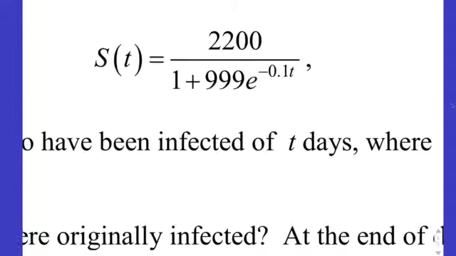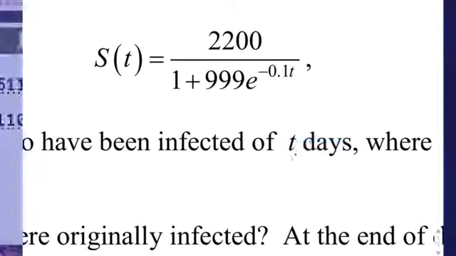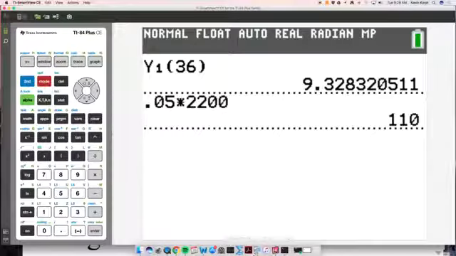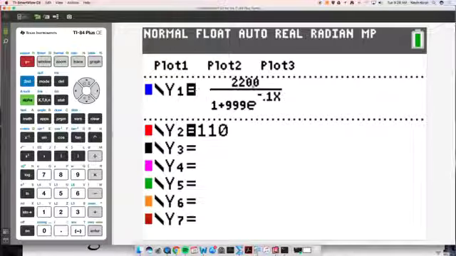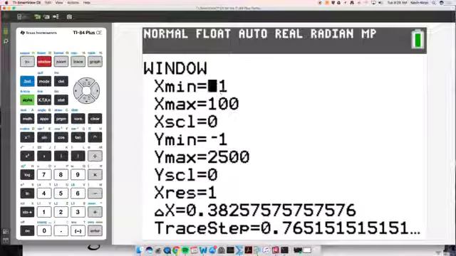so that you can see the curve. And if you don't see the S-curve, you should not proceed to answer questions. So if you type it in, here's what it would look like: 2200 over 1 plus 99e to the negative 0.1x. The window I chose, I went from negative 1 to 100. You could go from 0 to something. 100 was just kind of a guess.